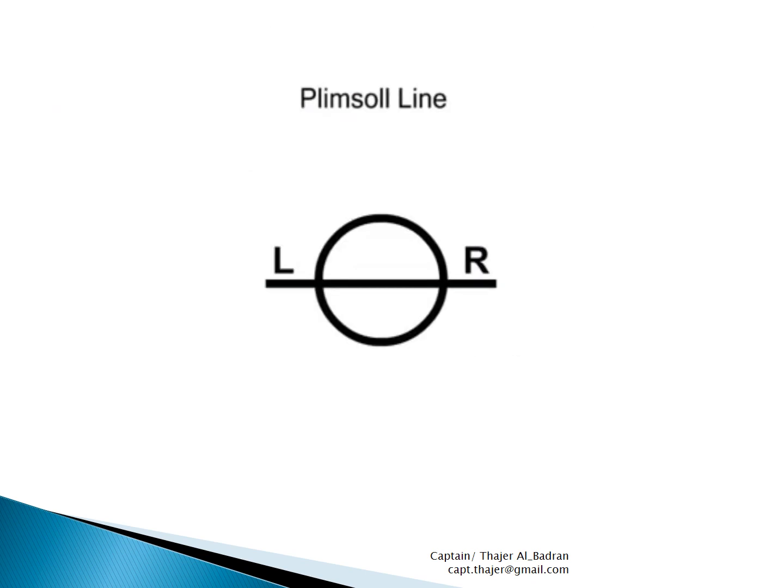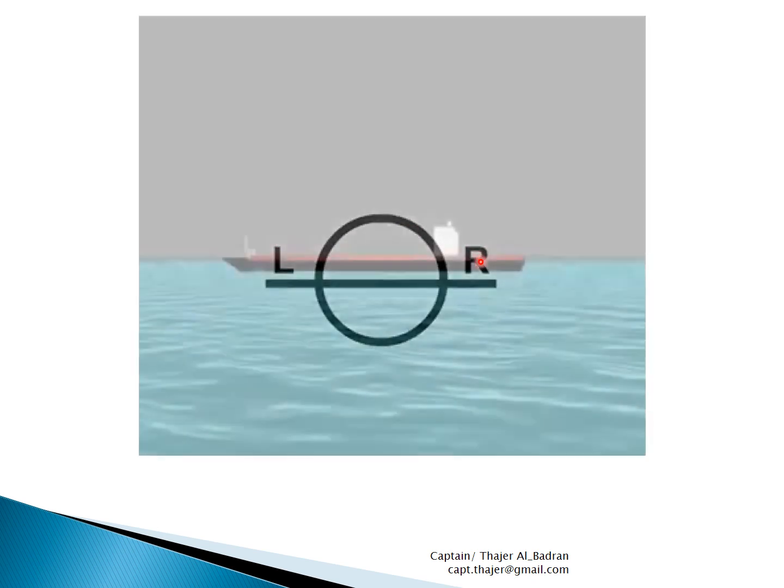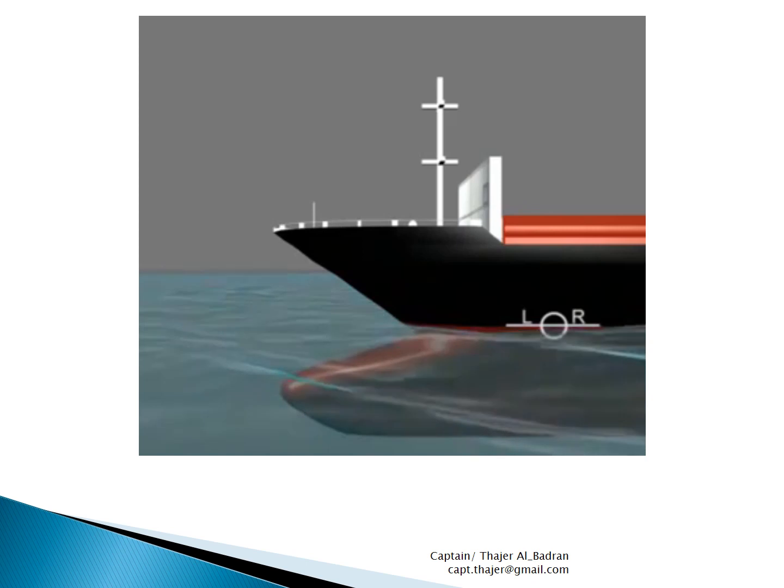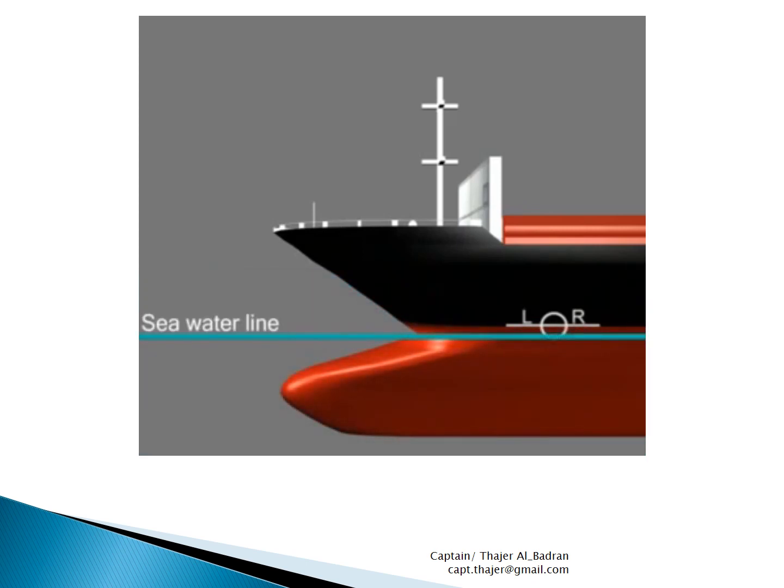Plimsoll lines. Let us understand how to read these load lines that you find marked on the side of a ship. LR stands for Lloyd's Register. The purpose of a load line is to ensure that the ship is not overloaded and has sufficient freeboard. It indicates the maximum safe draft and the minimum freeboard for the ship in various operating conditions.